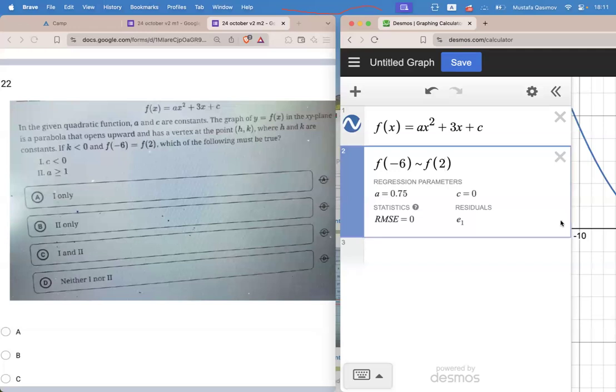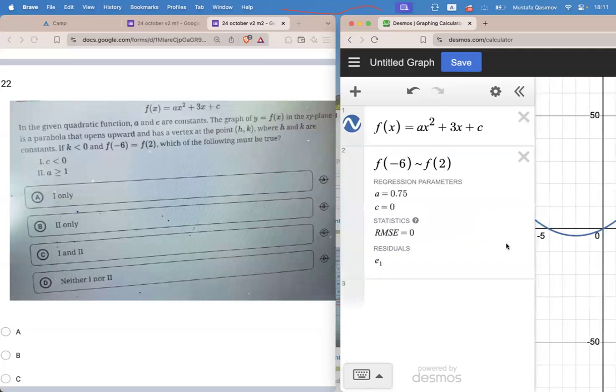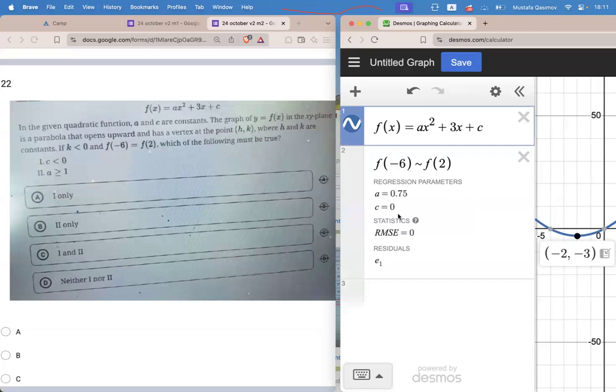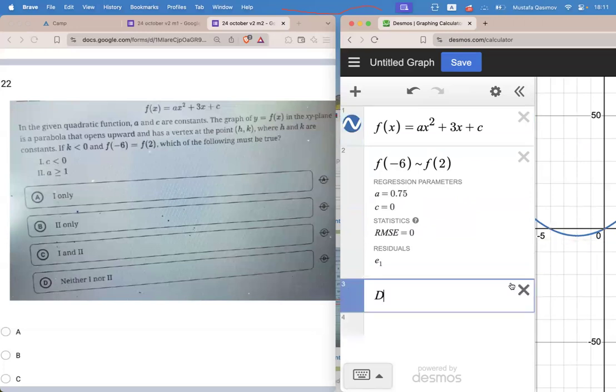I mean, yes, you can see that. Here we have a vertex point, and for the vertex it is k, and k is negative, so it is correct actually. From here you can say the answer is D, because a is not greater than 1, and C says C is equal to 0, but it says C is less than 0.